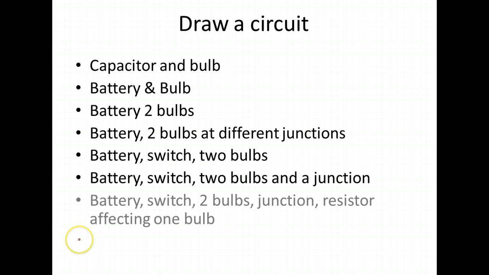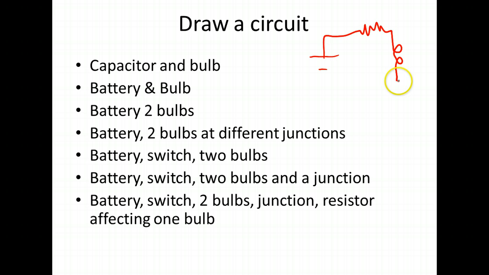Erase all. Battery, switch, 2 bulbs, junction, resistor, affecting 1 light bulb. So remember, that light bulb has a resistor that affects only that light bulb. I'll show you what it can't be: a resistor, 2 light bulbs. Anything like that, because this resistor will affect both of those.